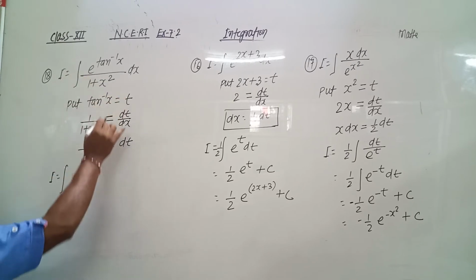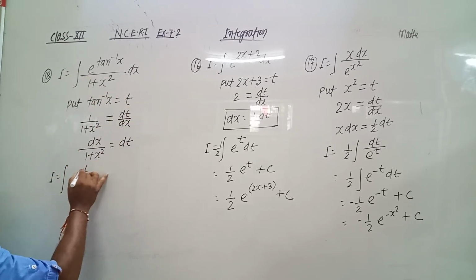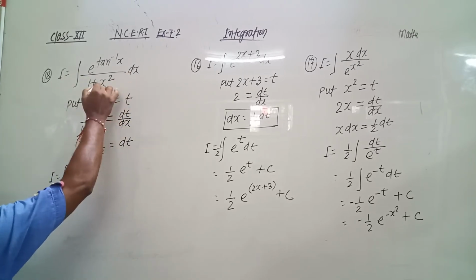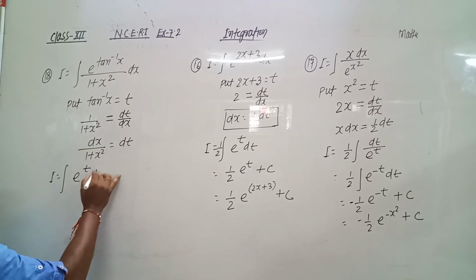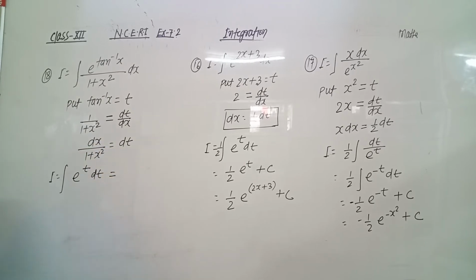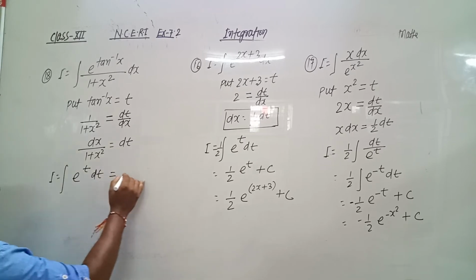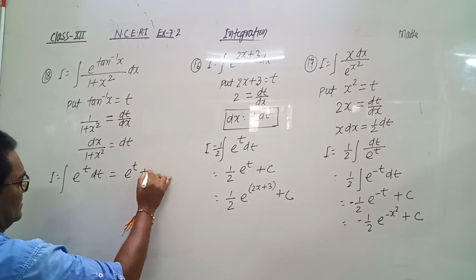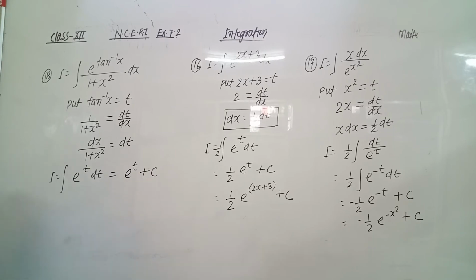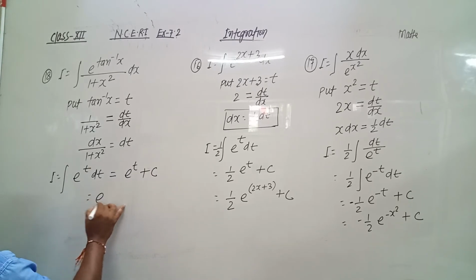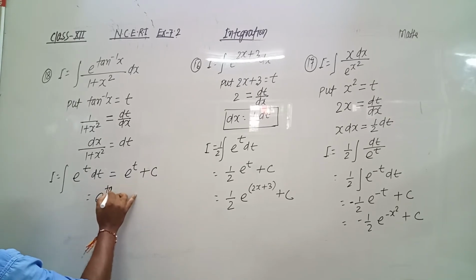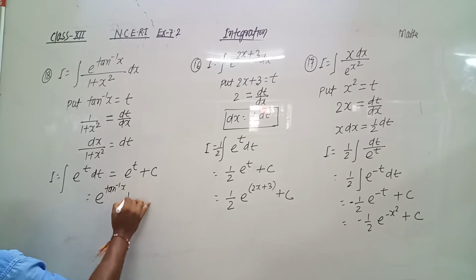Then I equals integration e raised to the power tan inverse x. The value of tan inverse x is t, and dx upon 1 plus x square is written as dt, and integration of e raised to the power t is e raised to the power t. So the result will be e raised to the power t plus c, and putting the value of t, e raised to the power tan inverse x plus c.